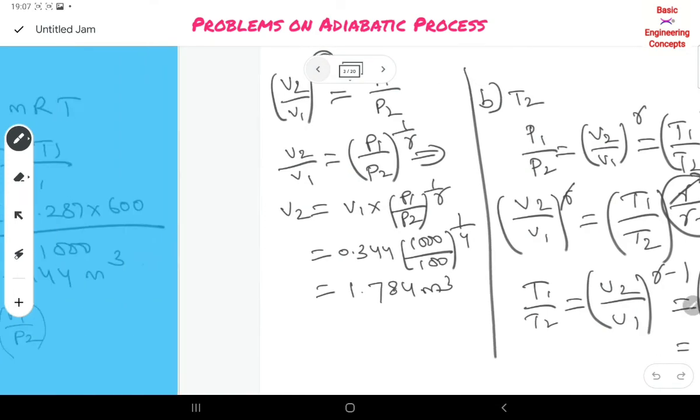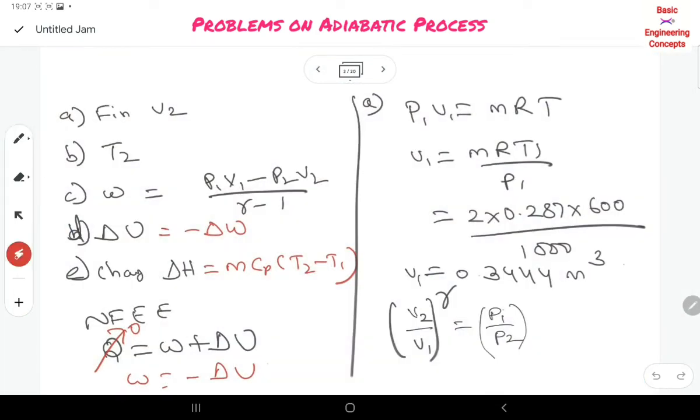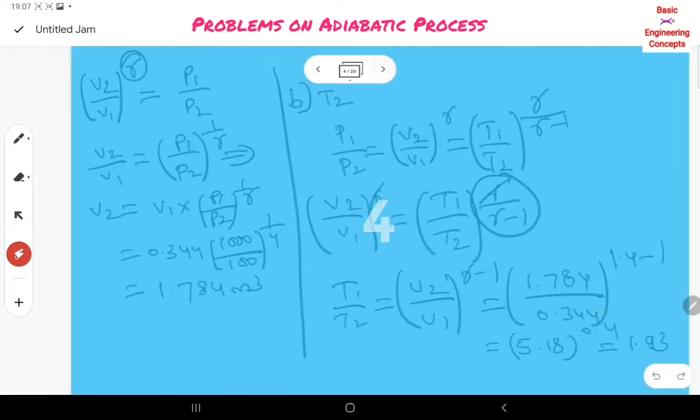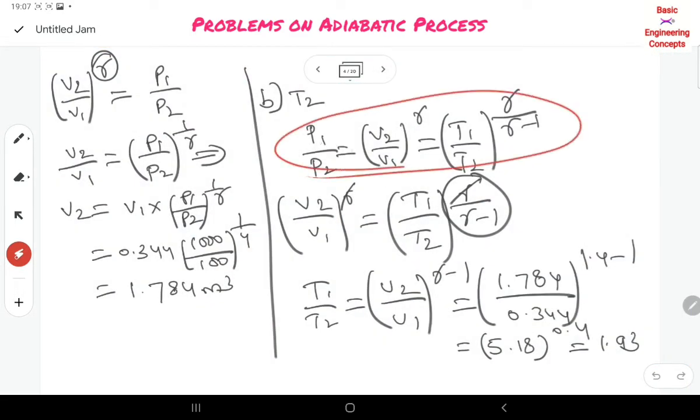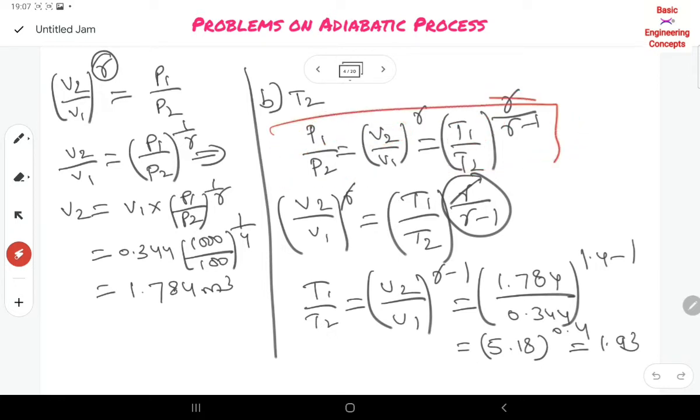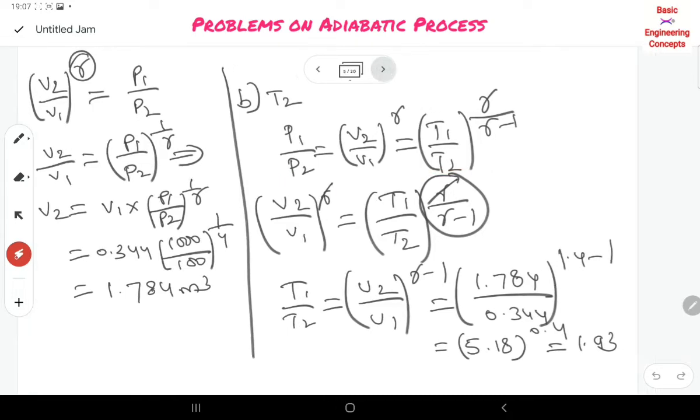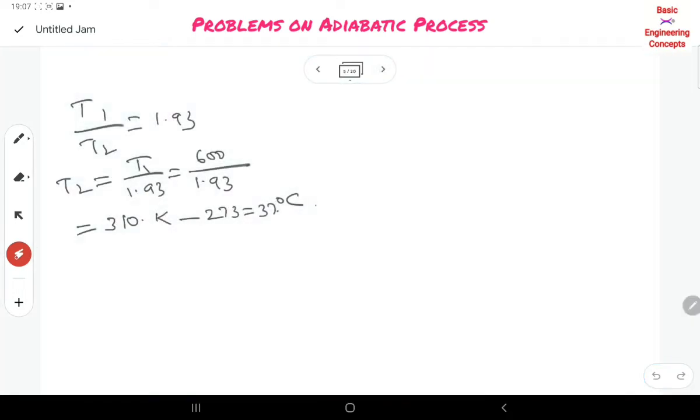Both the first and second parts are simply calculated with the help of the general relations between pressure, volume and temperature. These relations are very important for solving problems of adiabatic and polytropic processes.